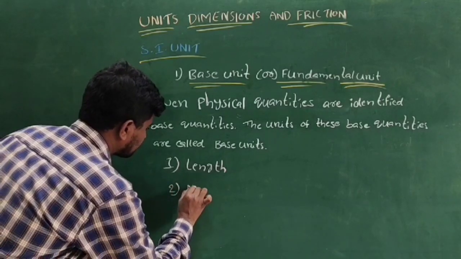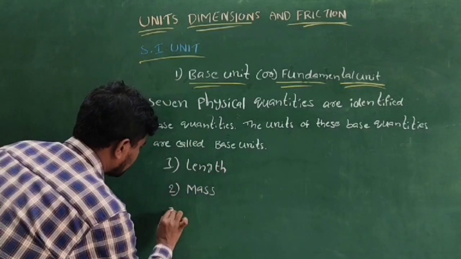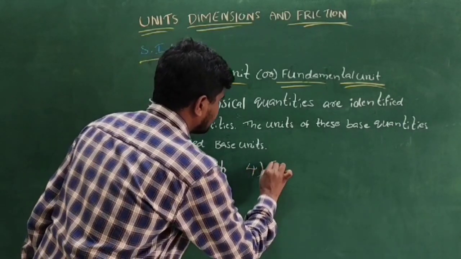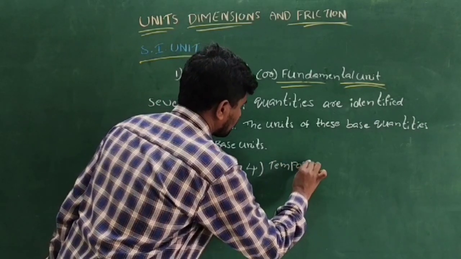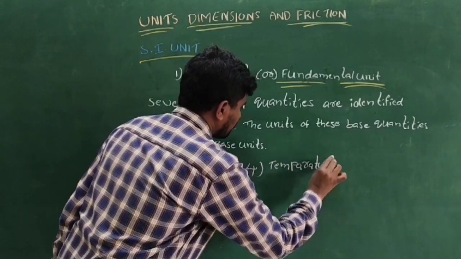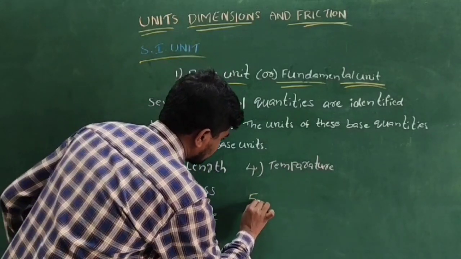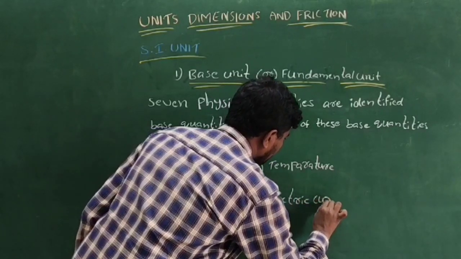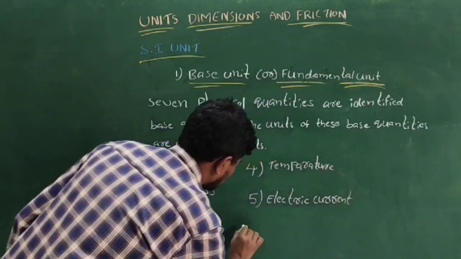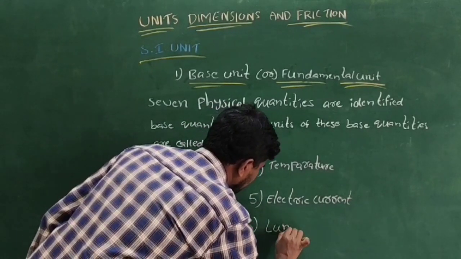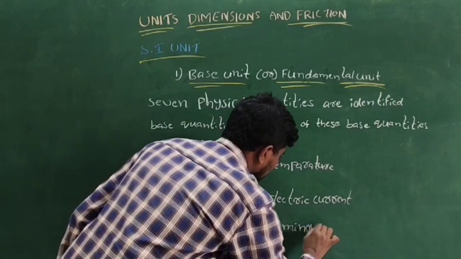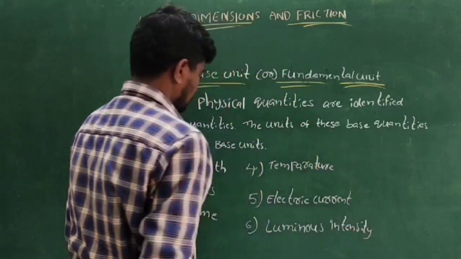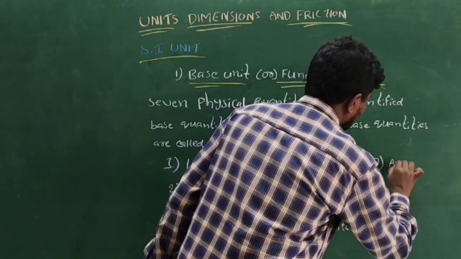Second one is the mass. Third one is the time. Fourth one is temperature. Fifth one is electric current. Sixth one is luminous intensity. And seventh one is amount of substance.